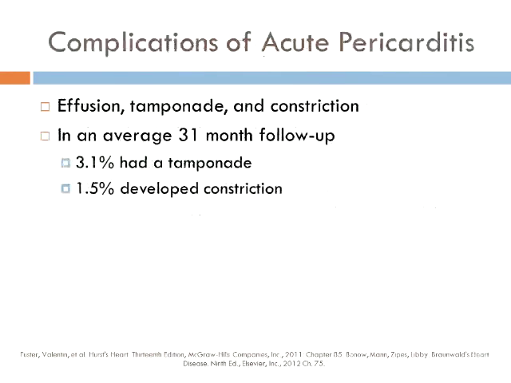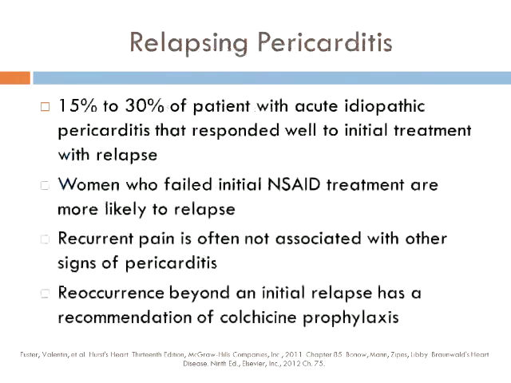So now, complications of acute pericarditis are effusion, tamponade, and then chronic pericarditis can eventually lead to constriction. On average, at a 31-month follow-up, 3.1% had tamponade and 1.5% developed constriction. So while they can occur, complications are actually pretty rare. 15 to 30% of patients with acute idiopathic pericarditis usually respond well but do have some relapse. Women who failed initial treatment were more likely to relapse.